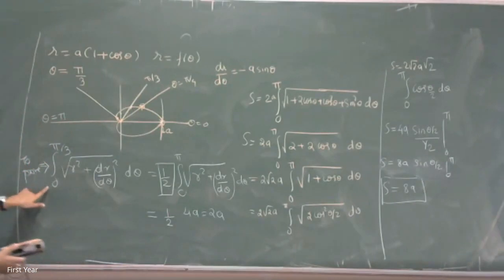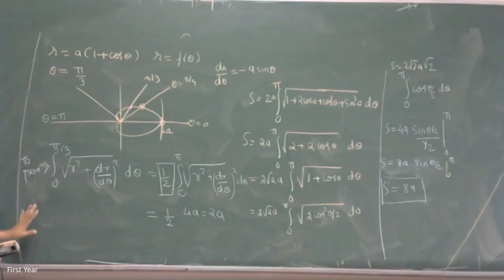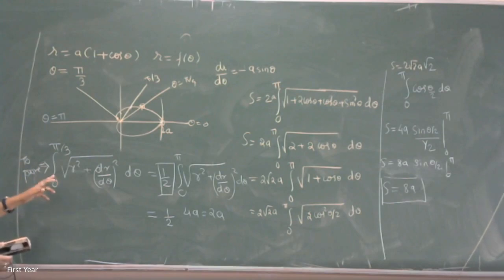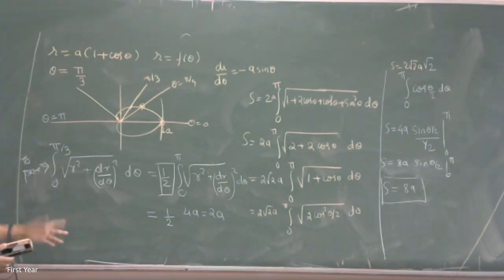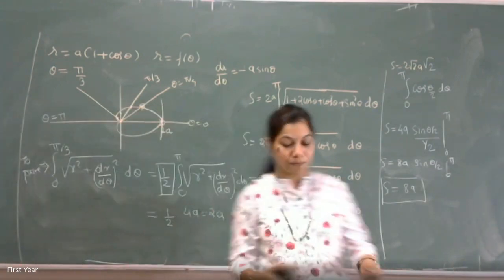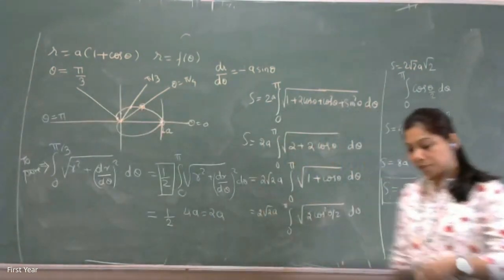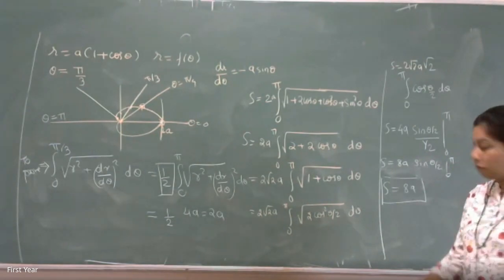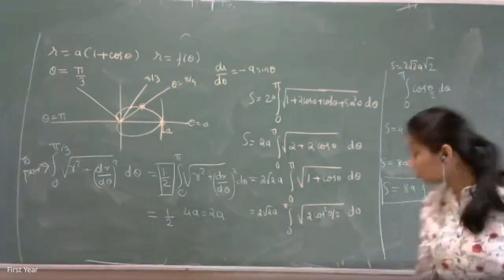So we have to prove that this value turns out to be 2a. Now, if you have understood what is to be done, calculations are not difficult, but they have to be done systematically. So you have to prove that 0 to pi by 3 is turning out to be 2a. Okay? So let me do that. Those who have understood, you can start doing it.